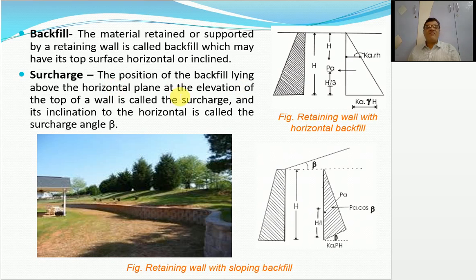The portion of the backfill lying above the horizontal plane at the elevation of the top of a wall is called surcharge, and this is inclined surcharge, and this angle of inclination to the horizontal is called beta, the surcharge angle. Obviously the lateral pressure diagram changes. This lateral pressure is drawn exactly at the back face of the retaining wall, and this lateral pressure diagram is again at angle beta, whose base intensity is K gamma h, but with an angle beta only. So these are basic terms.